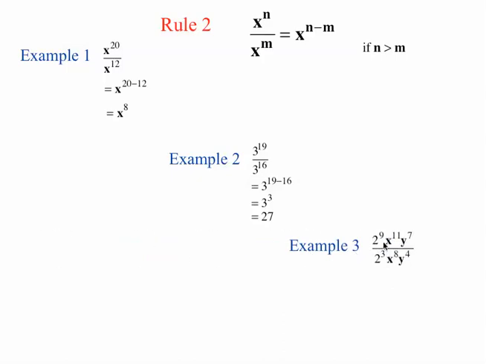Example number 3. Here we have 2 to the 9 times x to the 11 times y to the 7 divided by 2 to the 3, x to the 8, y to the 4. And we're going to subtract the exponents. So the bigger minus the smaller, 9 minus 3, is going to be 2 to the power of 6. x to the 11 minus 8.